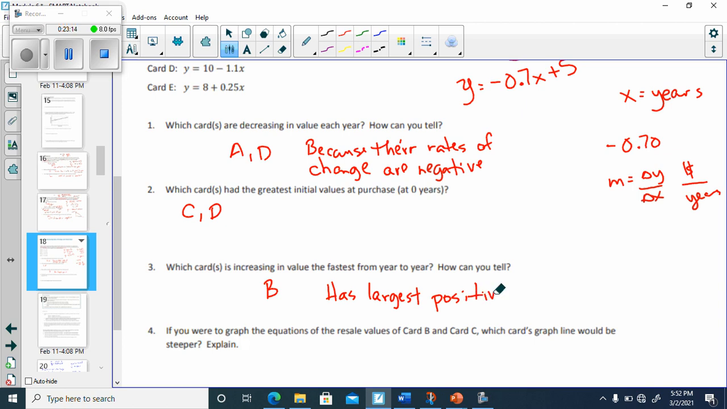And why did I say positive and not negative? Because the negative would be going down in value, right? It's got a positive rate of change, then it's going up in value, all right?